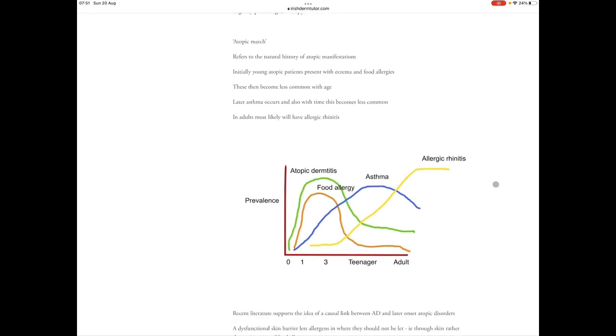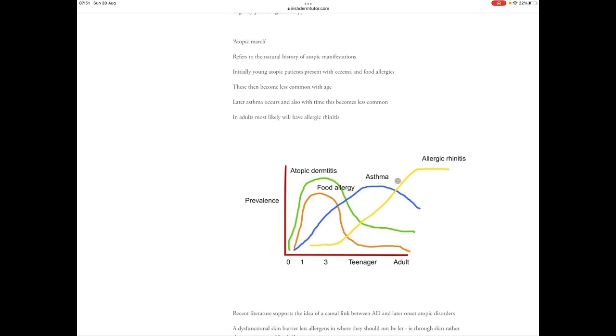Another concept is the atopic march, and this refers to the natural history of atopic manifestations over the course of a life within the general population. Initially, young patients will present with atopic dermatitis or food allergies, and then these become less common with age. A bit later, the atopic population will often develop asthma, and again this can increase as they get a bit older, and then as they go into their teens it plateaus and then decreases. Finally they tend to develop hay fever, and this can increase up until adulthood and then can persist.